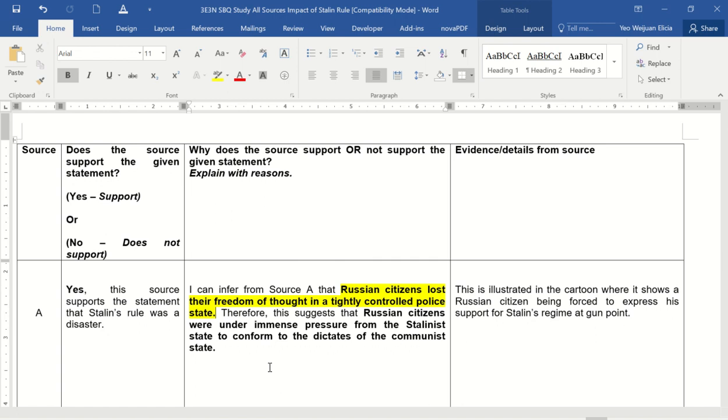Now, a number of you are done. Can you look at source B now, while we wait for the rest? Again, it is another picture. Think about how the source answers the statement. Does it support or does it not support the statement that Stalin's rule is a disaster? And then why? Then your explanation from the source.